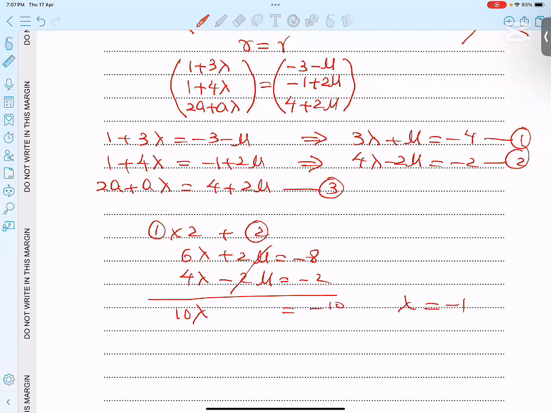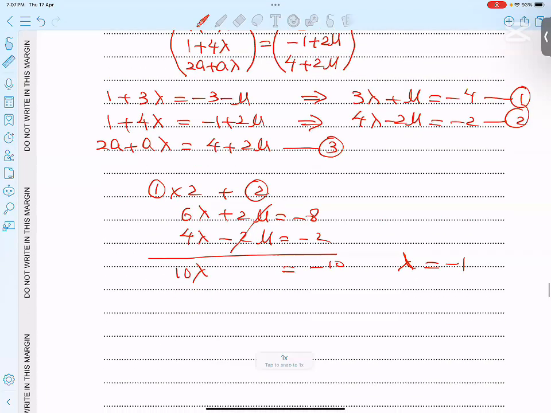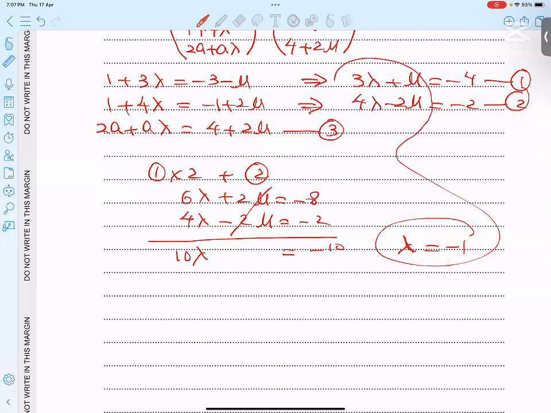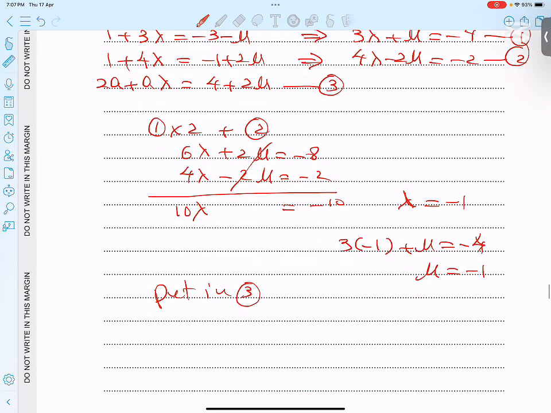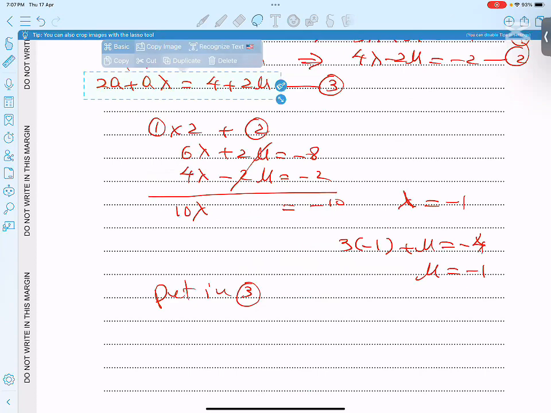Lambda becomes minus 1. And afterwards, this I put anywhere, I think I put it in the top one. So 3 lambda plus mu is equal to negative 4, and mu also becomes minus 1. So we got both values, and both values I'm putting in the third equation. Okay, so when I put it in the third equation, students, what happens? Check it.